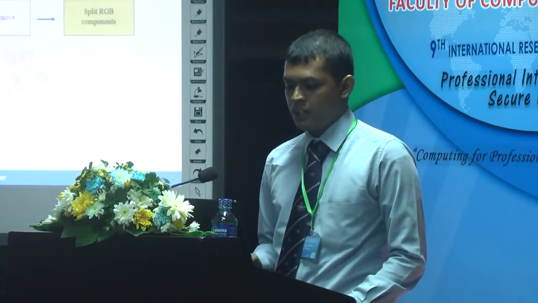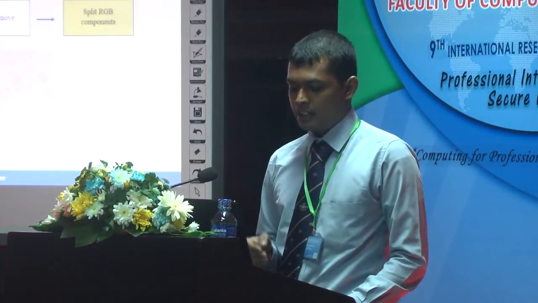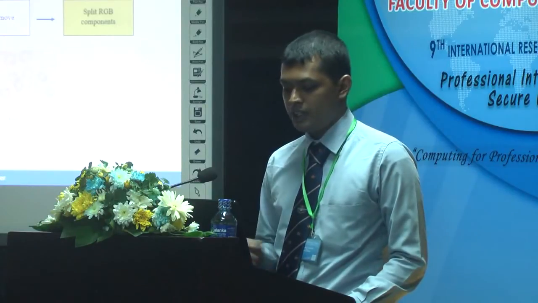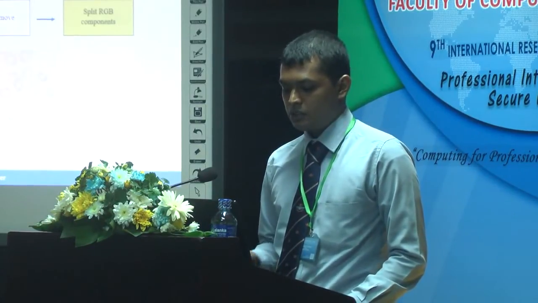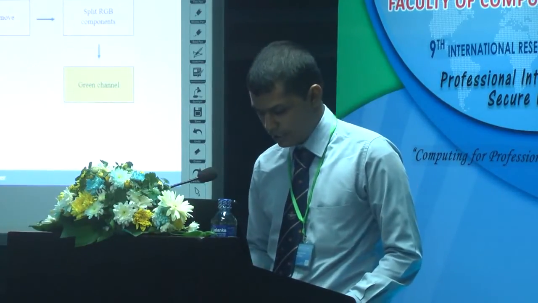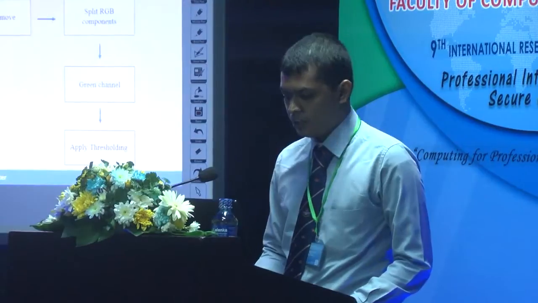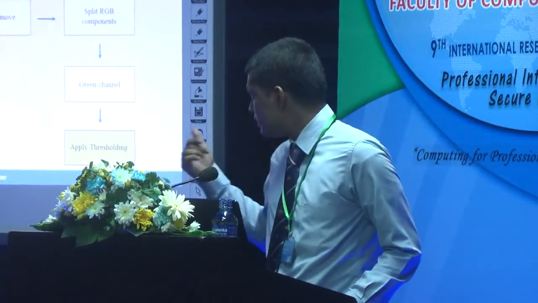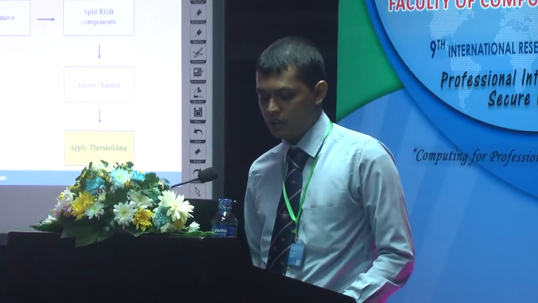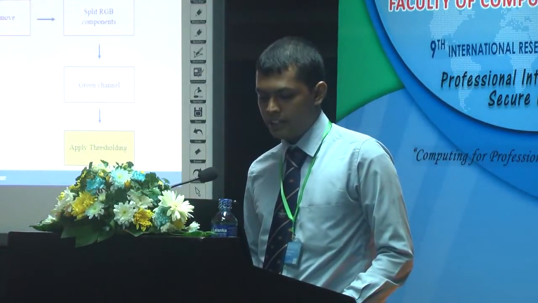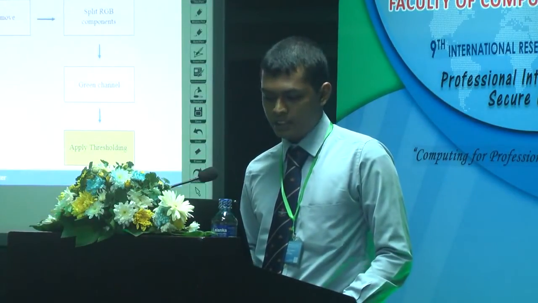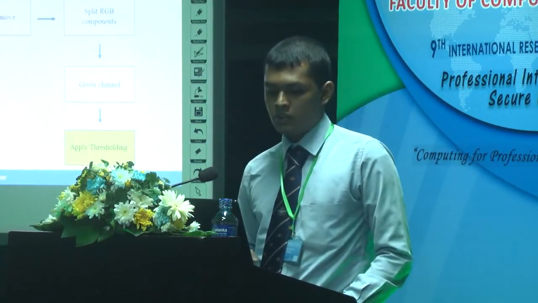Then we split the RGB components, because if you are going to detect red cells, you have to use the green component. So we split the image into RGB components, take the green component channel, and then apply thresholding. Here you can see holes in the image after thresholding. We also use a thresholding technique here, and before going to the post-processing stage, we have to fill those holes.